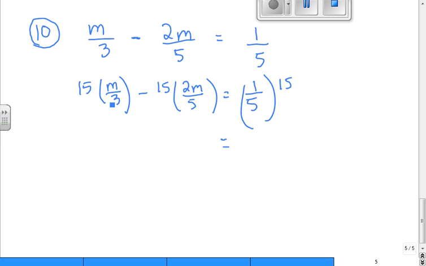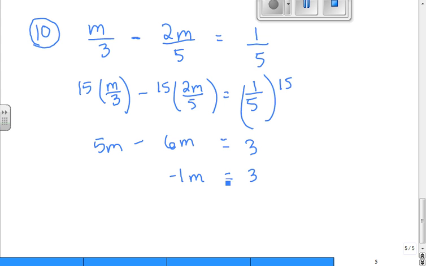Okay, 15 divided by 3 is 5. 5 times m is 5m. Minus 15 divided by 5 is 3. 3 times 2m is 6m. 15 divided by 5 is 3. 3 times 1 is simply 3. Okay, 5m minus 6m is negative 1m, or negative m, same thing.